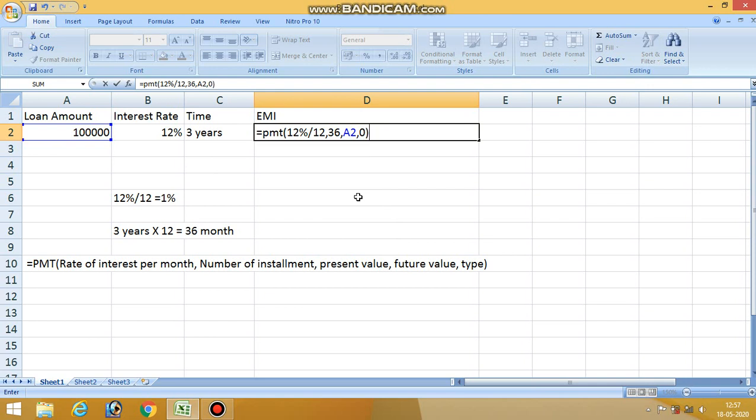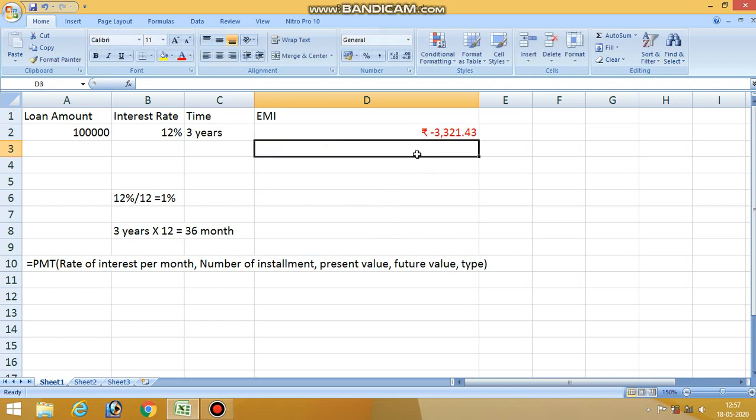Now you close the bracket and press enter. So this amount is your EMI, 3,321.43. So in this way you can calculate the EMI in Excel.